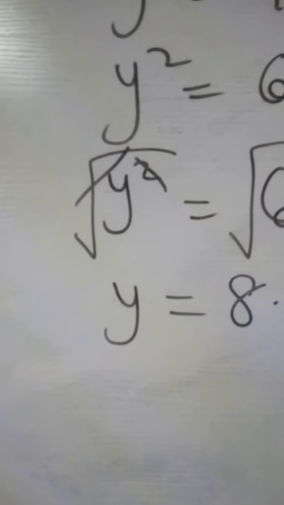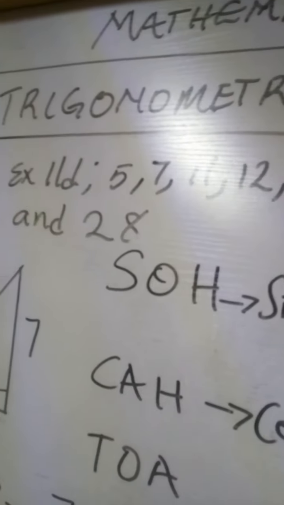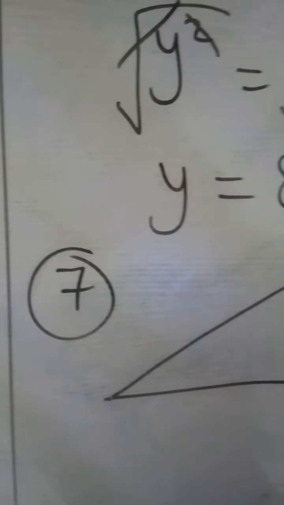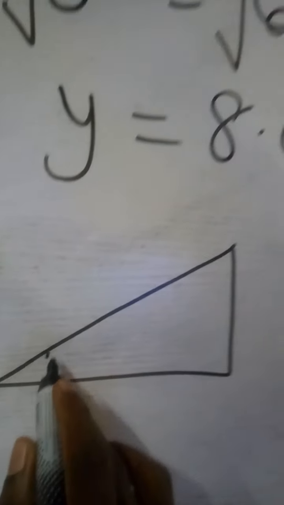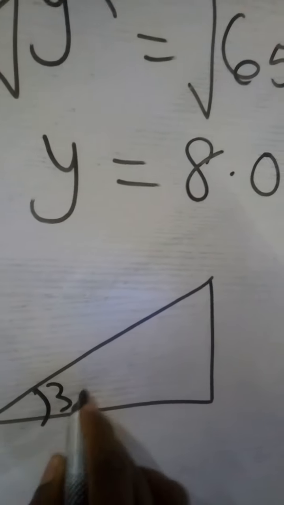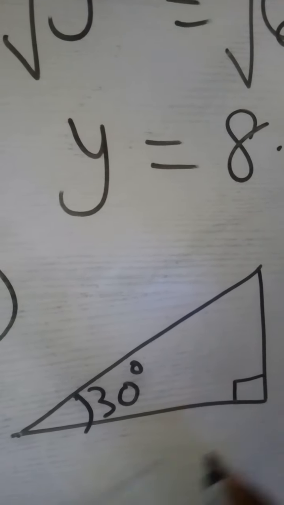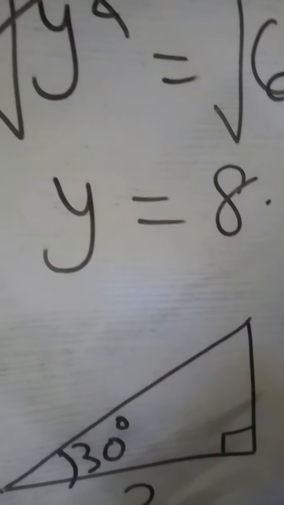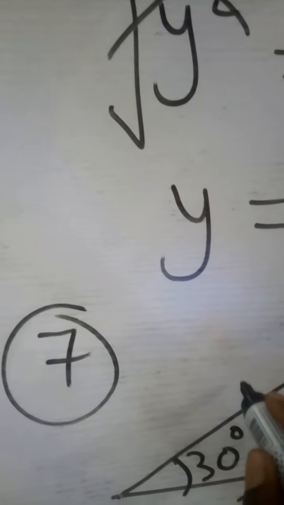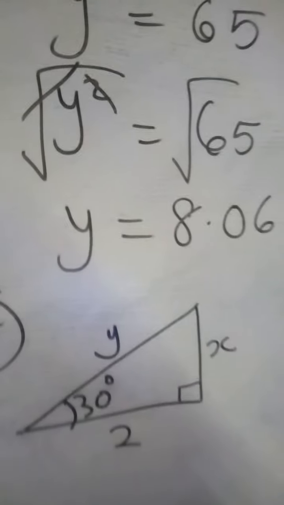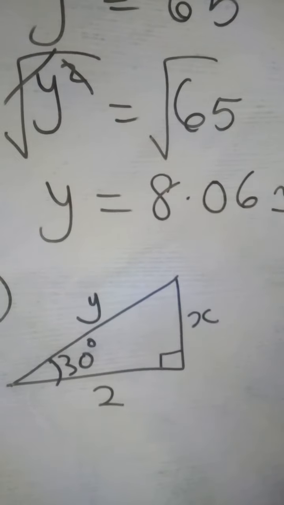So we'll move on to the next question, which is number 7. So here is number 7. The angle given in the right angle triangle is 30 degrees, while the bottom side here was given to be 2. This other side was given to be x, and once again our hypotenuse was given to be y. Okay, we have to find x and y also.